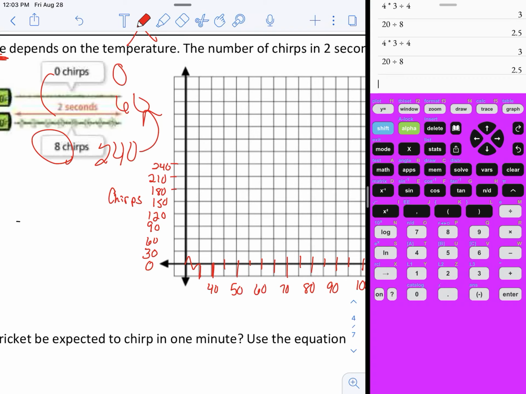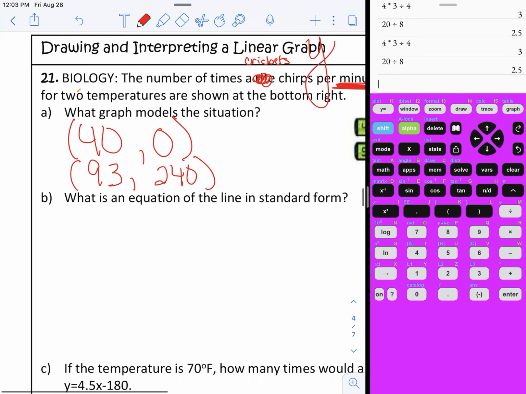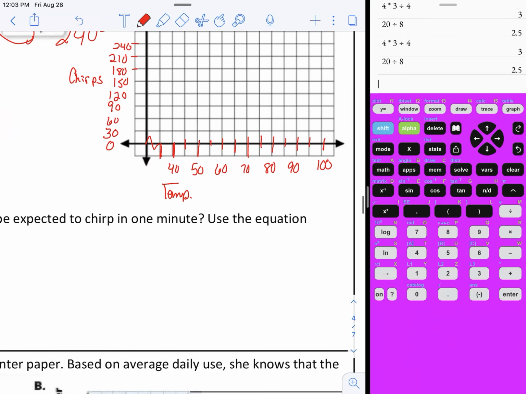Chirps. Did I spell that right? It's been a long day. This is my temperature outside. Okay, so my first point is 40, 0. We can totally plot that. 40, 0. So over 40, up 0 is right there.